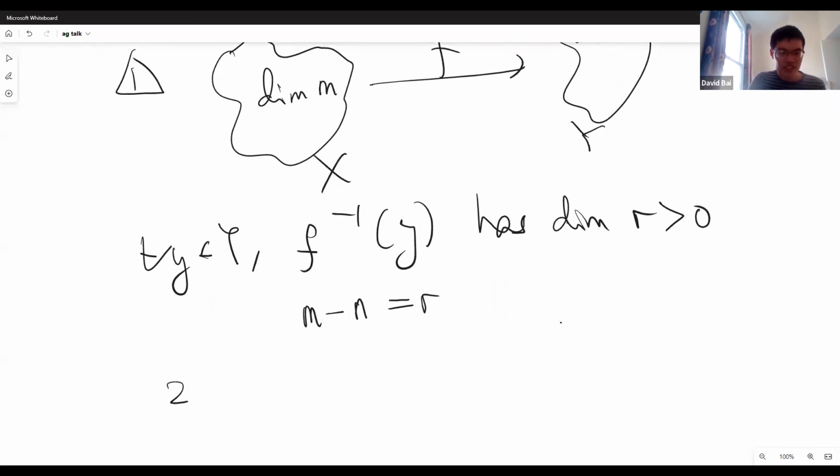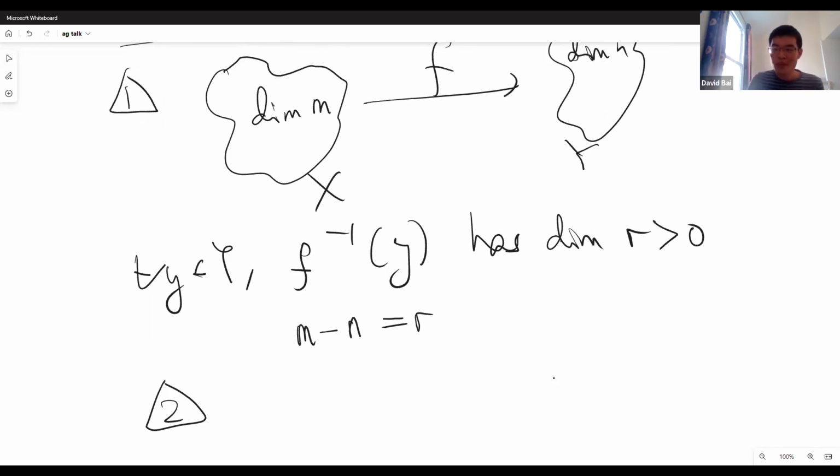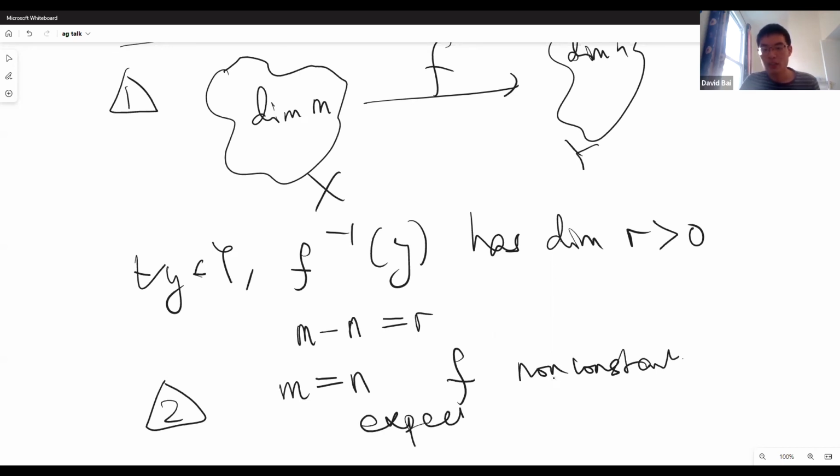The second heuristic is much more problematic. And by problematic, I mean you might not have seen a situation where this is true. If m equals n, which, by the way, somehow works as a statement if you assume X and Y are what's called projective varieties, but this is not actually the hypothesis. But anyways, if m equals n and f is non-constant, we expect f to be surjective.